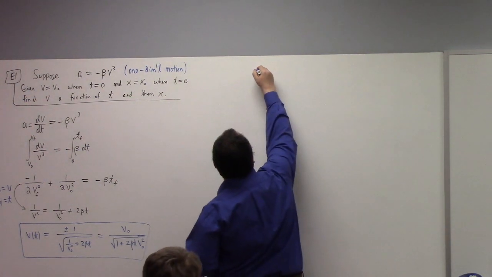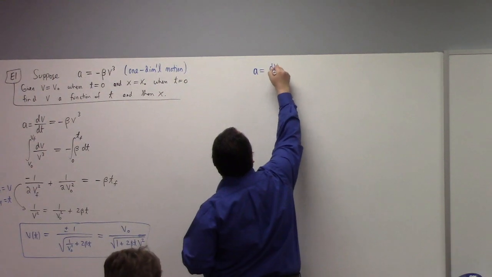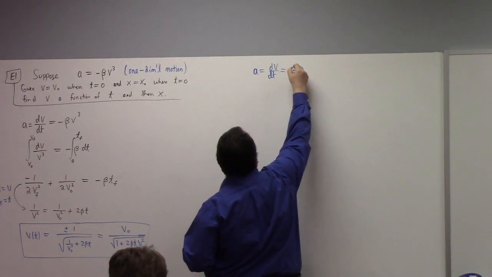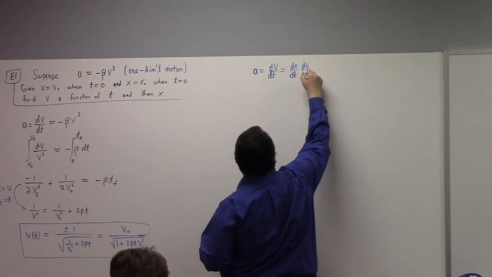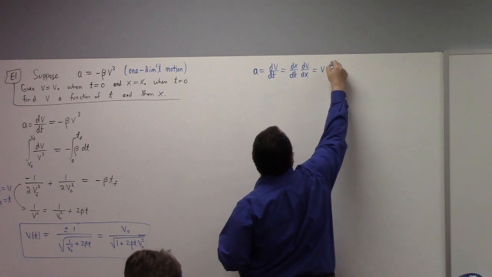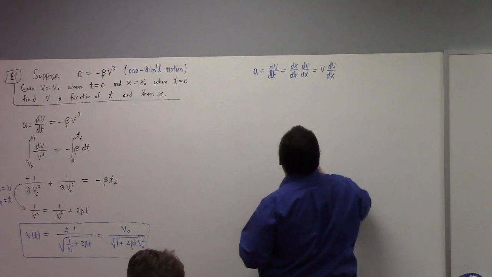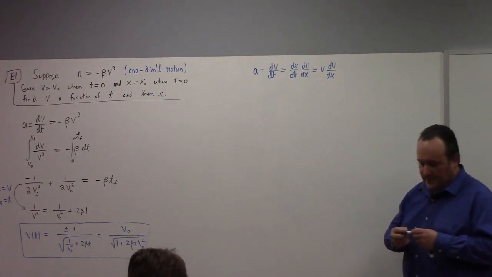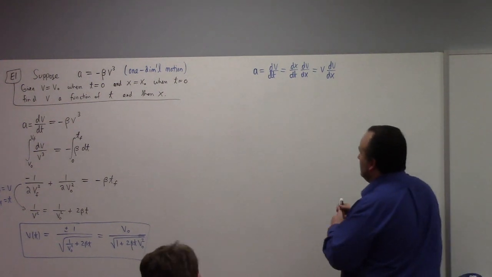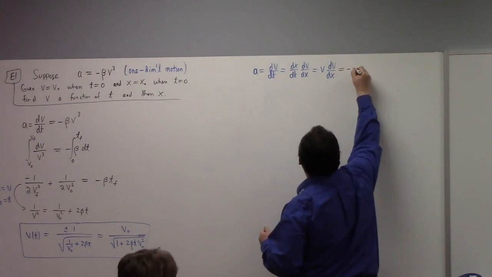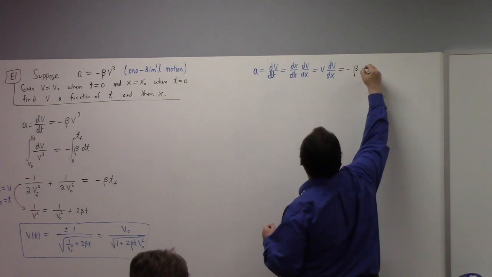So next up, we have a = dv/dt, but we can also write that as (dx/dt)(dv/dx), also known as v dv/dx. So v dv/dx is another way we can write the acceleration. And if we want to solve for the velocity as a function of position, we want to set v dv/dx equal to, in this case, minus beta v cubed.